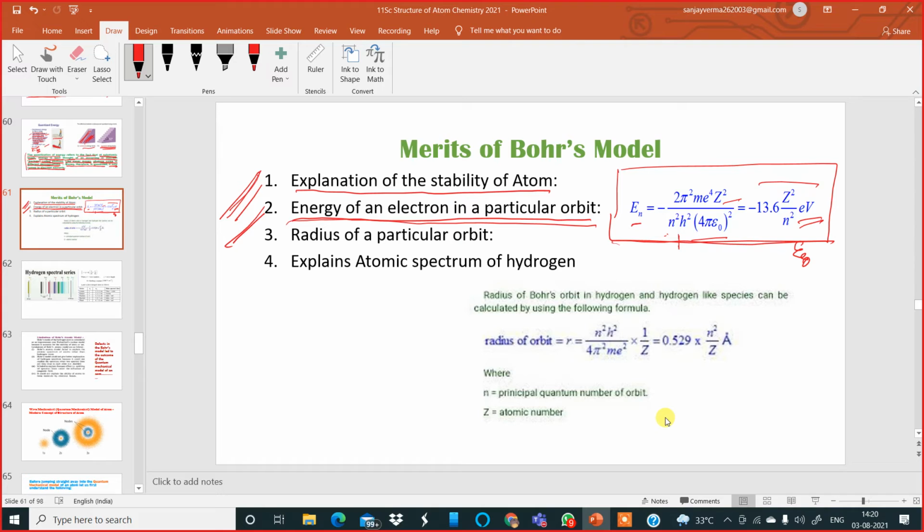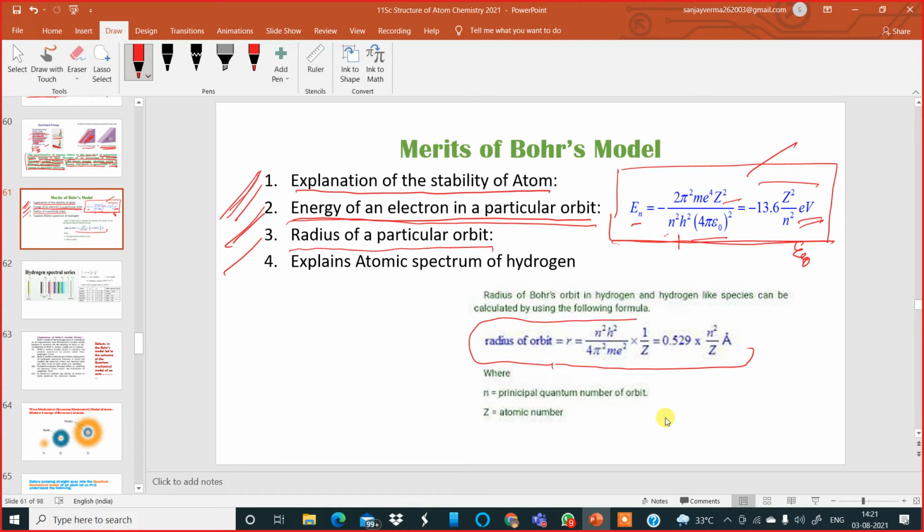So just try to keep this formula in your mind, not to learn it by heart, but this is a formula which will be asked in the objective multiple choice questions, where I will be giving a number of such similar formulas. We will have to choose the correct one for the energy of an electron in a particular orbit. Moreover, the third merit is, by this Bohr's model of an atom, the radius of a particular orbit can also be calculated by this formula.